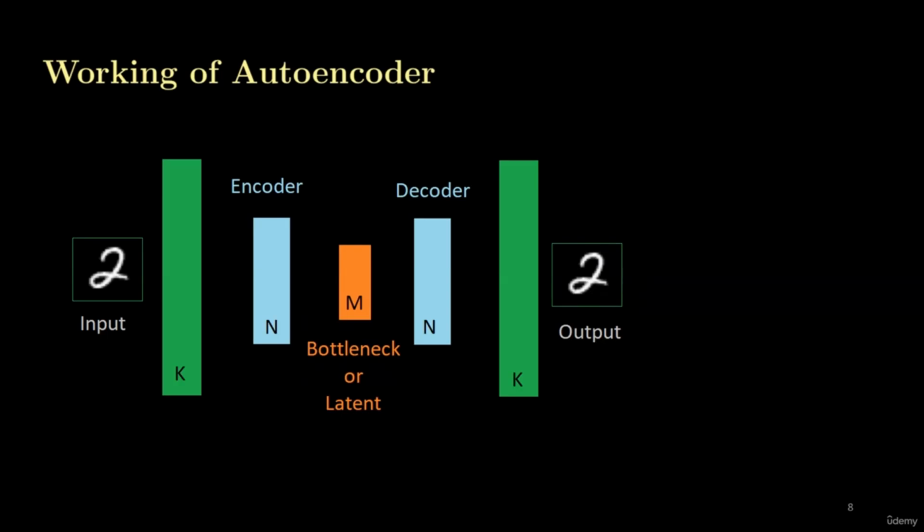So I hope you understood the fundamental architecture of the autoencoder. I hope you understood how autoencoder works on the input data and how it reduces the dimensionality of the input data.